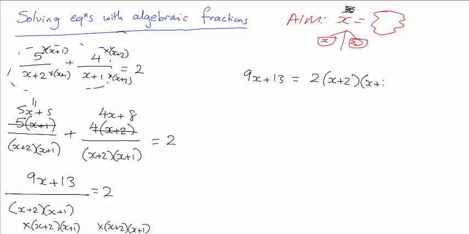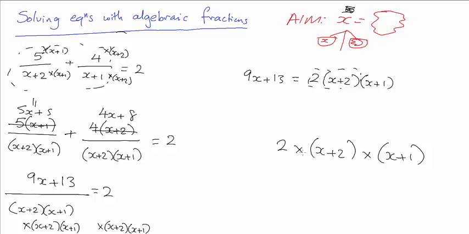Now, we're going to start multiplying this out. So let's start by just first multiplying these two things together. The reason why, by the way, we can just multiply this, let's have a look at that. This means 2 times (x plus 2) times (x plus 1). Right, so 3 things multiplying.